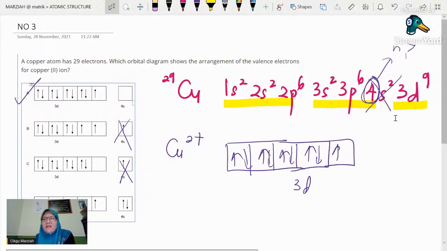Ini banyak kali saya dah tegur for those yang salah. Bila nak jadi ion, you remove 2 elektron daripada 3d. So it is wrong. We need to remove from the 4s orbital first. Okay, so I hope you all nampak kat sini.